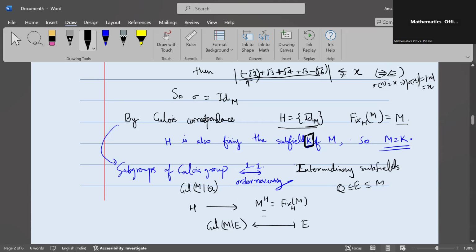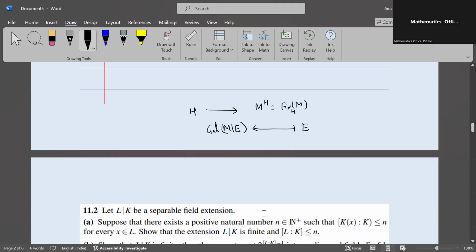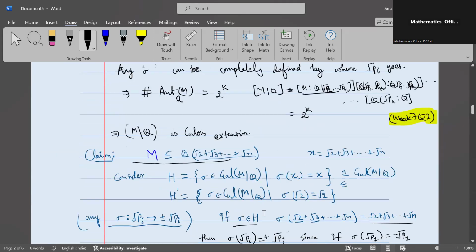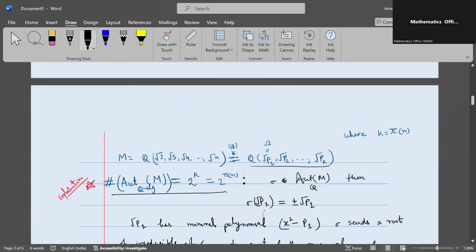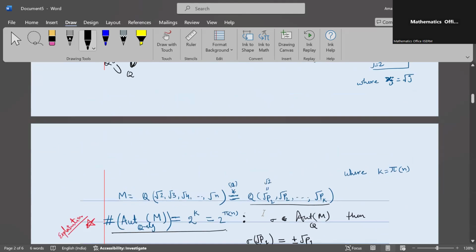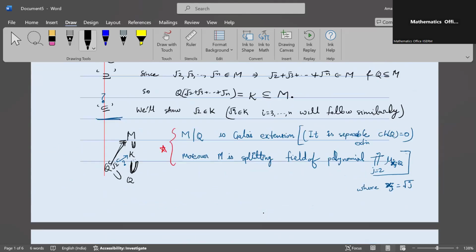So okay, let's see what we have next. First part is done. Part A, part B is done. So no need to write this. We have directly shown that K is equal to L. We'll show that M is equal to B. And we can delete this.